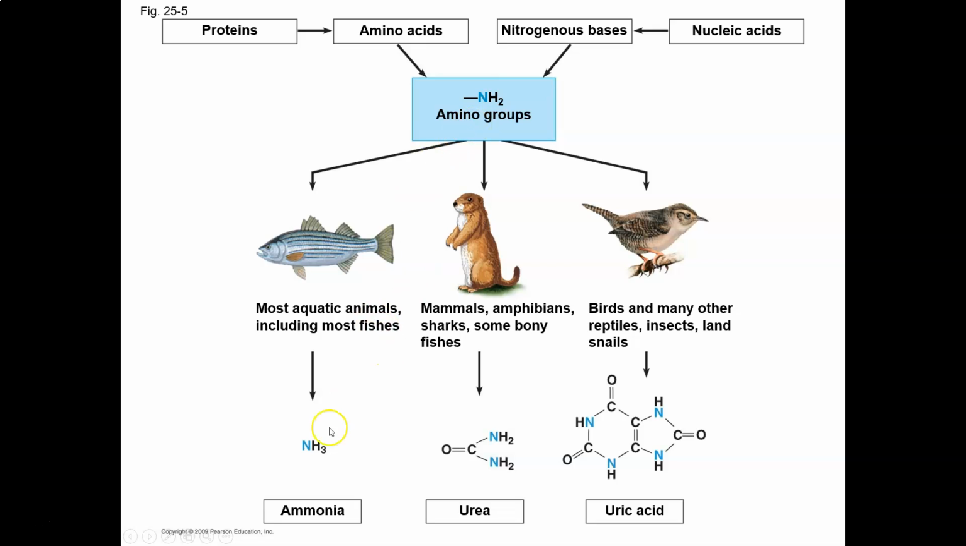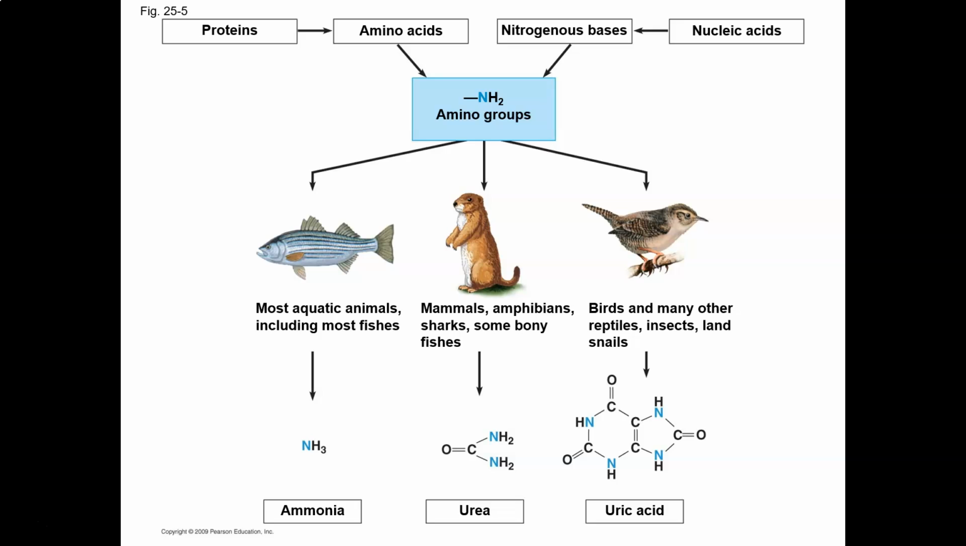So the first one that we're going to talk about is ammonia. You need to know that ammonia is NH3. You need to know that the organisms that get rid of their nitrogenous waste as ammonia tend to be aquatic. The reason for that is ammonia is fairly toxic. You have to dilute it with a bunch of water in order to not kill your tissues. Well, things that live in the water don't have any problem doing that, and so that's why aquatic animals can do this. It does mean they pee a lot, though.